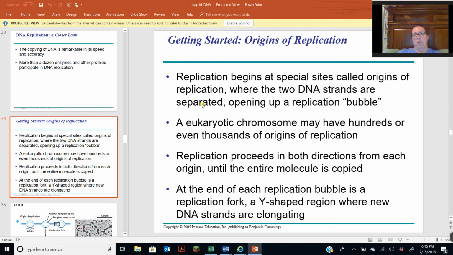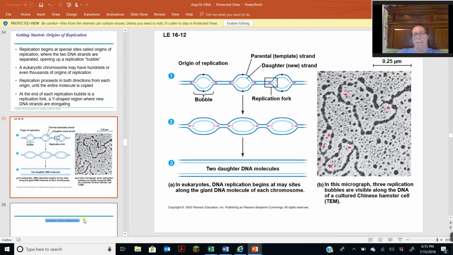Okay, so when it starts, it's going to open up, and so here you have 3 replication bubbles visible along the DNA.